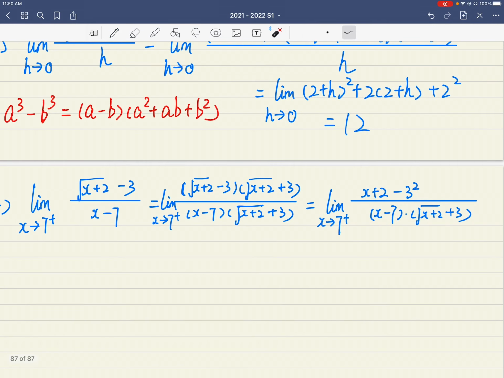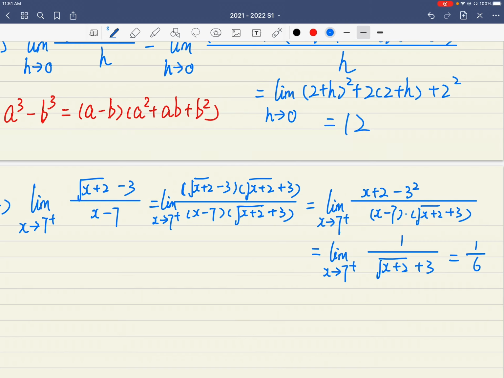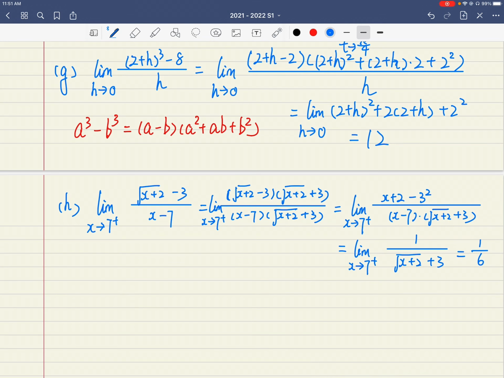So the top, it's actually x minus 7, right? The bottom, x minus 7. So cancel out. It is just 1 over square root of x plus 2 plus 3, right? Then do the substitution. It's 1 over 6. Okay. So it's either rationalization or eliminating common factors. It's either one of these two methods.